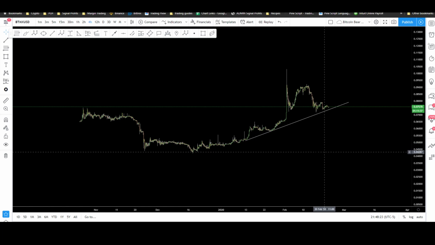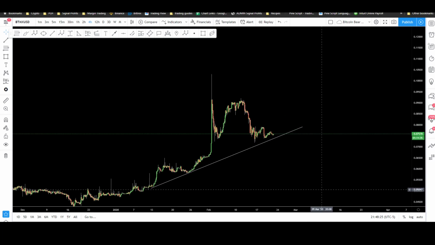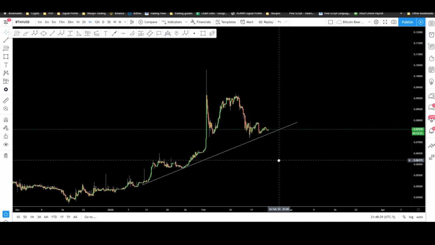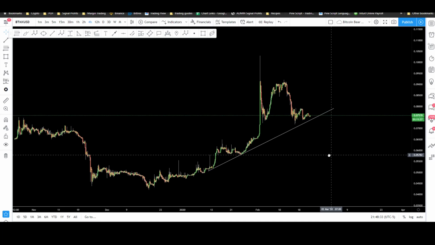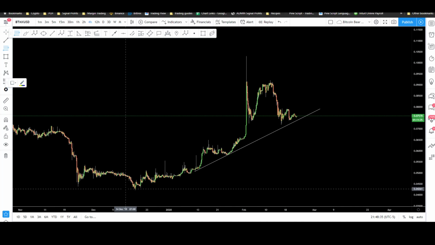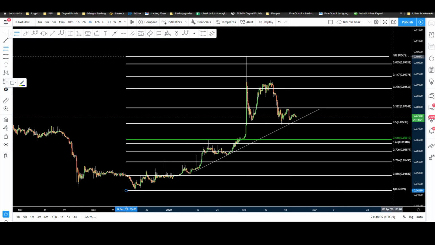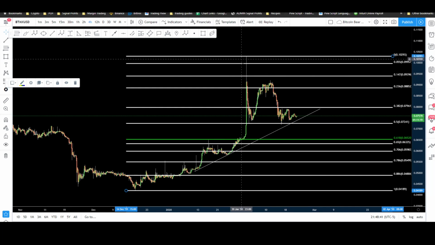So this could be a really good entry, right? We've got our trend line here. Coming up on the trend line, we're forming kind of a consolidation, potential triangle. If we go from the swing low to the swing high, we'll see if this lines up with our Fibonacci levels. And take a look at this. It lines up perfectly with this 0.5 fib.